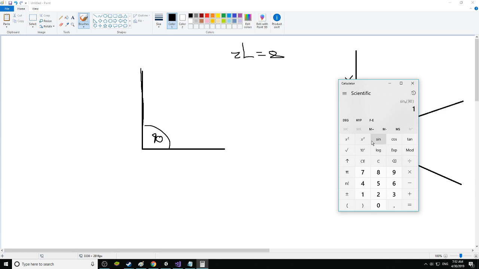Okay. If you take the sine of 90 degrees, you get 1. Take the cosine of 90 degrees, you get 0. Or wait, you have to do 90 and then cosine. So that's how you can check if you ever want to use your Microsoft thing and you forget how these things work.